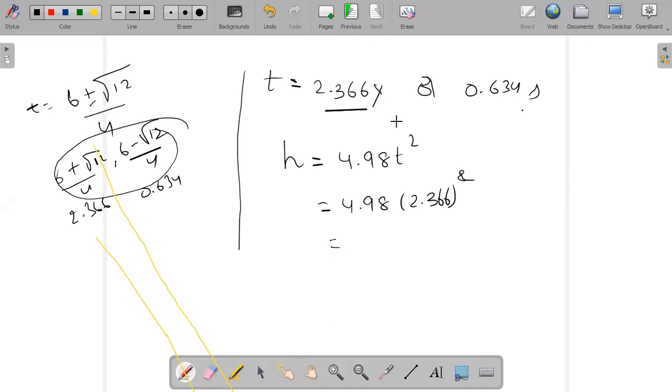H is equal to. I want everyone to be active in the class. We're taking n number of steps to make you understand very clearly. So what is the answer you are going to get? Calculate in your calculators and tell me the answer. Which is equal to.